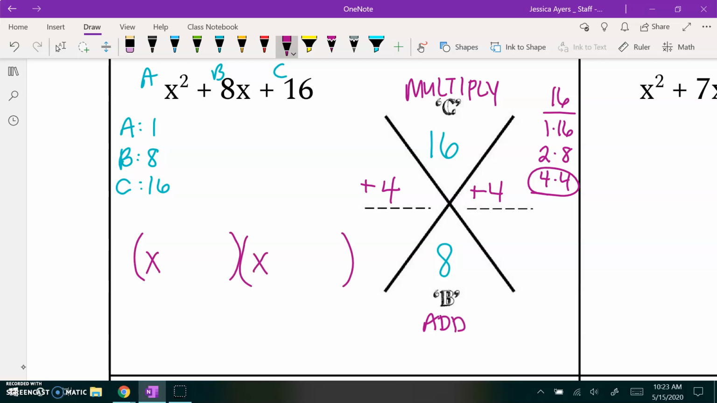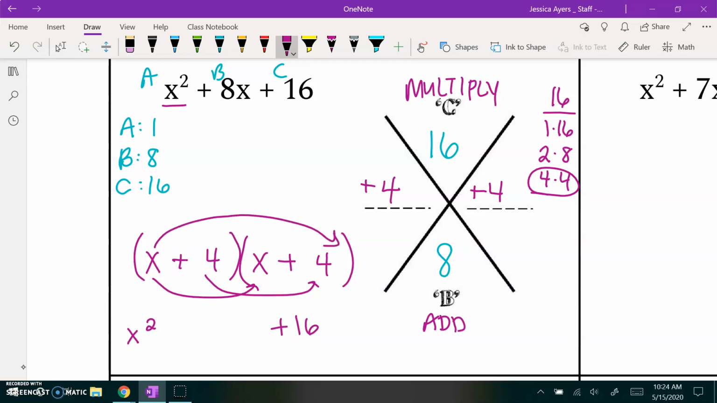X and X will go first because they give us X squared. X times X gives me X squared. Then I'm going to put my plus 4 and plus 4 in the parentheses because 4 times 4 gives me my plus 16. We need to check the middles.